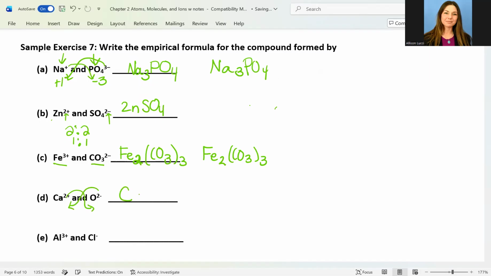Then we crisscross over here with calcium oxide. So we're going to get a 2 to 2 ratio, which we can reduce to just 1 to 1, and we get CaO. And then last here, we have a -1 charge on our chlorine, so that becomes just a 1 subscript for our aluminum. But then we need, from aluminum +3, we're going to need 3 chlorides. So aluminum chloride, AlCl3.